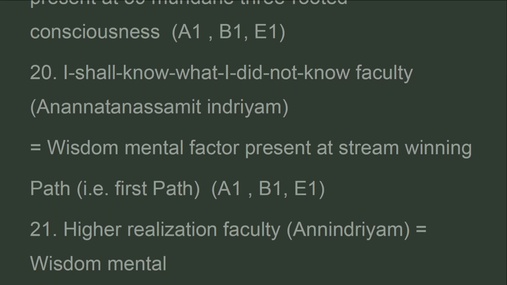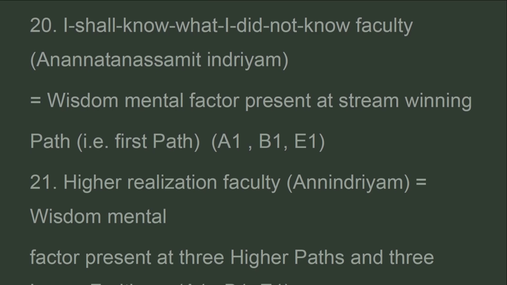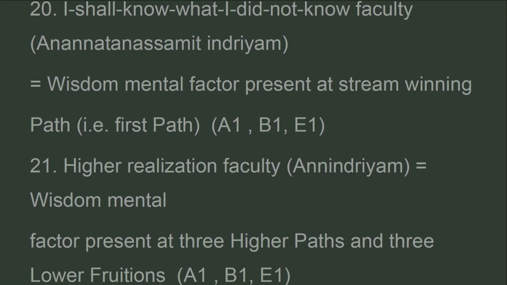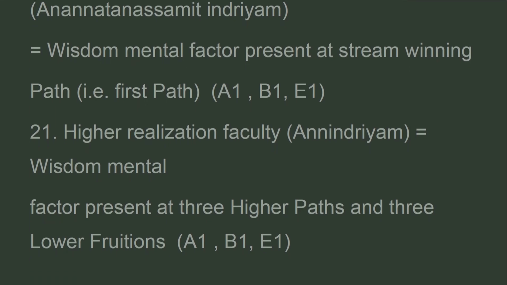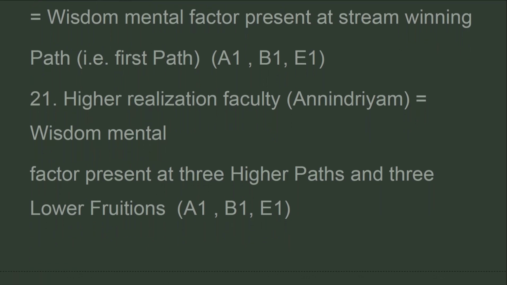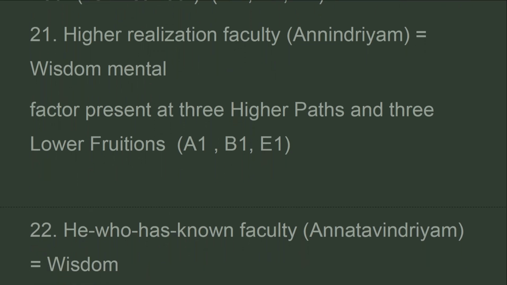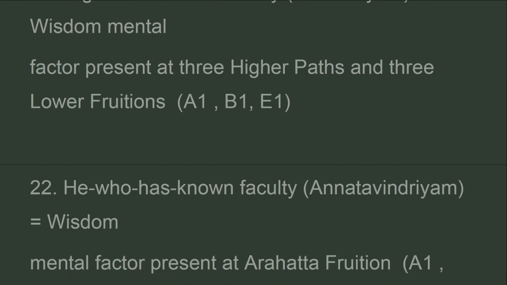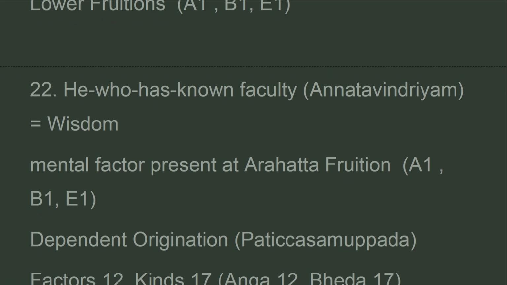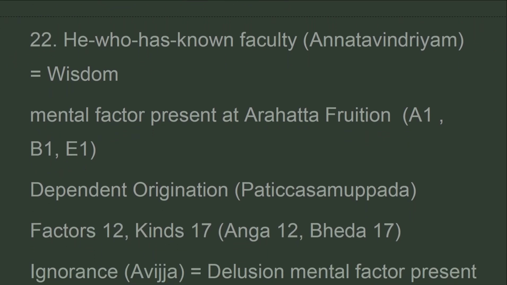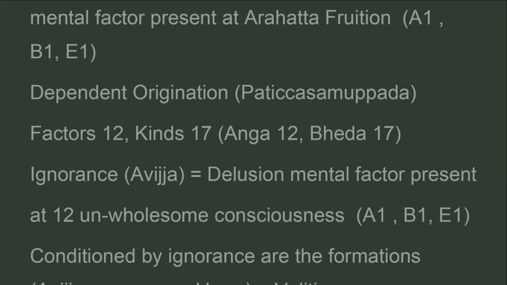20. I shall know what I did not know faculty equals wisdom mental factor present at stream winning path. 21. Higher realization faculty equals wisdom mental factor present at 3 higher paths and 3 lower fruitions. 22. He who has known faculty equals wisdom mental factor present at arahat fruition. Dependent origination factors 12, kinds 17.